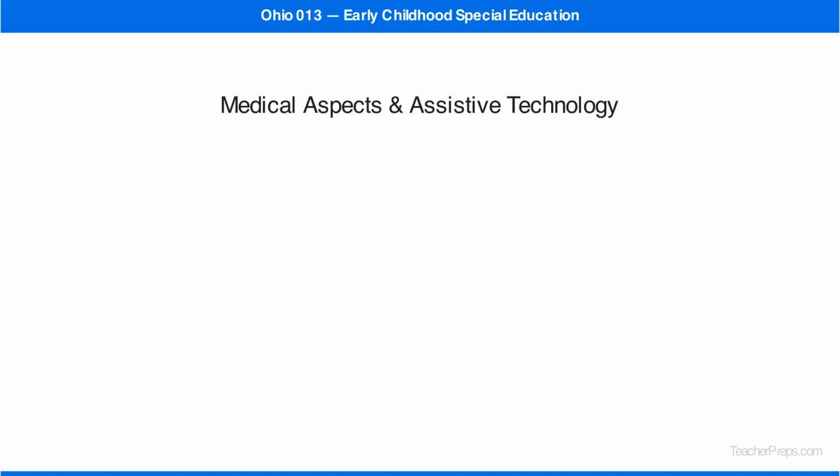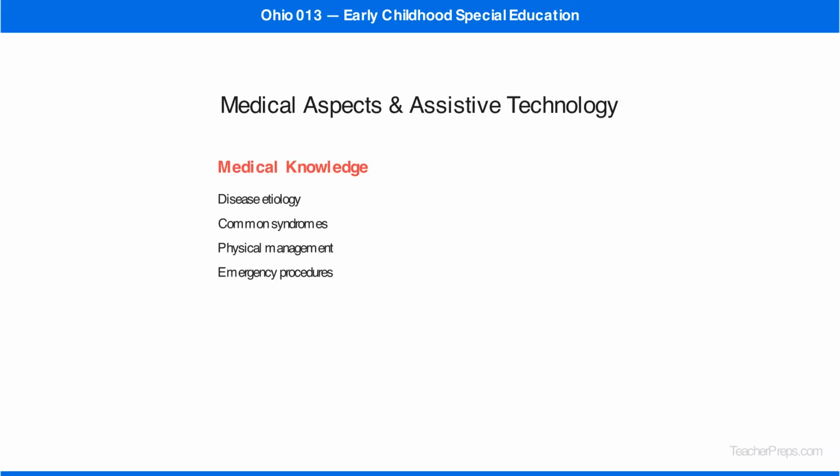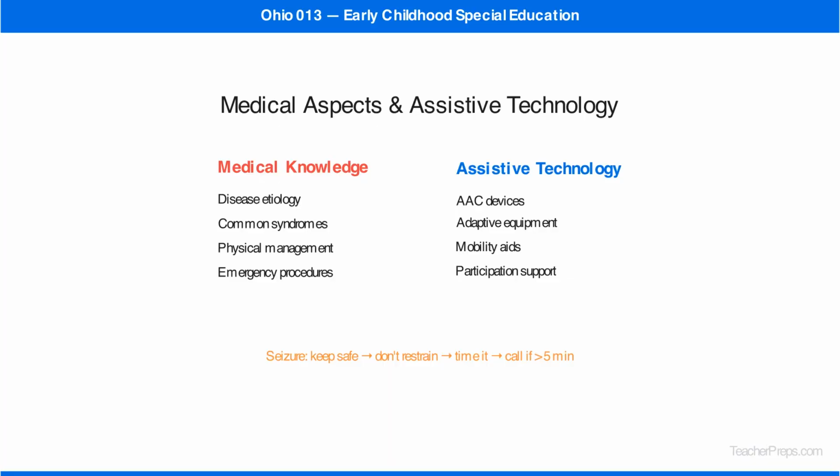The final area in Domain 1 is medical aspects and physical management. You need basic knowledge of disease etiology, common syndromes, and chronic illnesses that affect young children. Physical management procedures include proper positioning, lifting, and mobility support. Emergency procedures matter here too. Know what to do during an epileptic seizure. Keep the child safe, do not restrain them, time the seizure, and call for medical help if it exceeds 5 minutes.